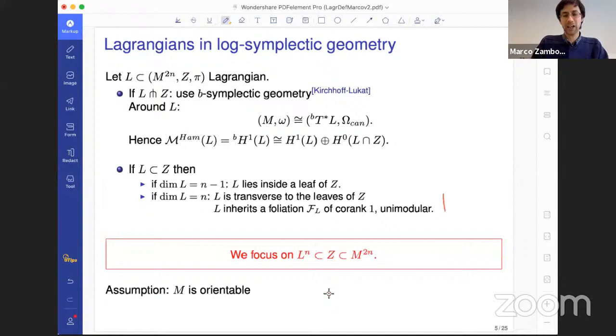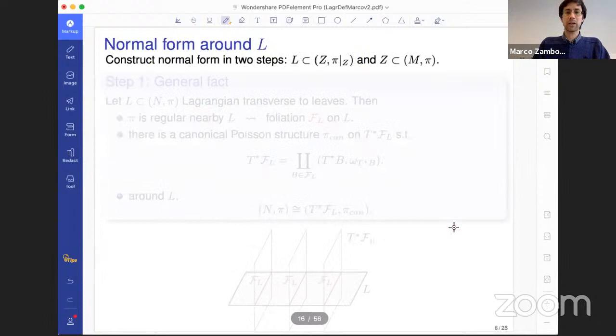In the little sketch that I made about the local model in R2, where the singular locus was the x-axis, there is not much choice. So L must be an open interval in the x-axis. But in general, of course, the situation is more interesting. So let's look at normal forms. That's the first thing to do. And once we have a normal form, we can start to look at the deformations.